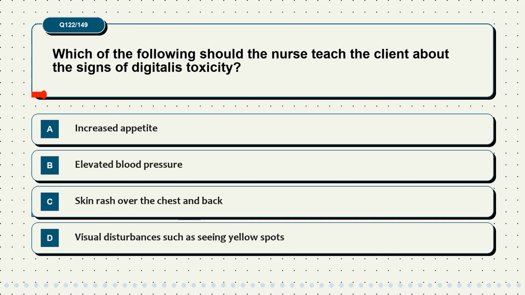Question 122. Which of the following should the nurse teach the client about the signs of digitalis toxicity? Here are the options. Option A. Increased appetite. Option B. Elevated blood pressure. Option C. Skin rash over the chest and back. Option D. Visual disturbances such as seeing yellow spots.